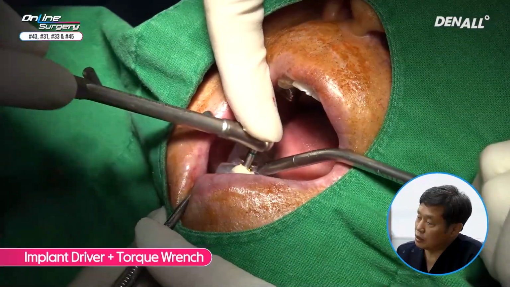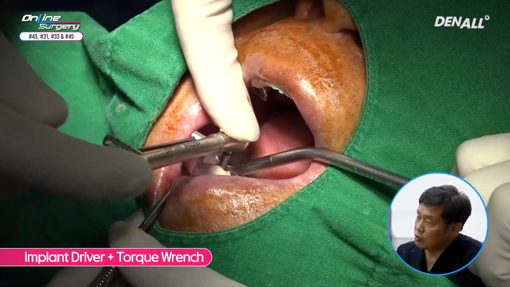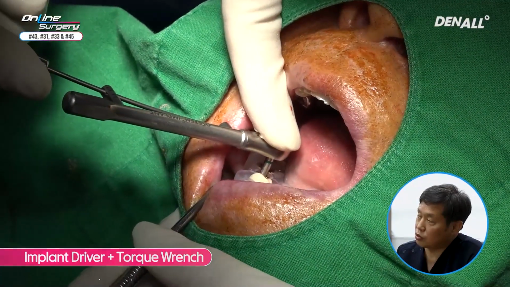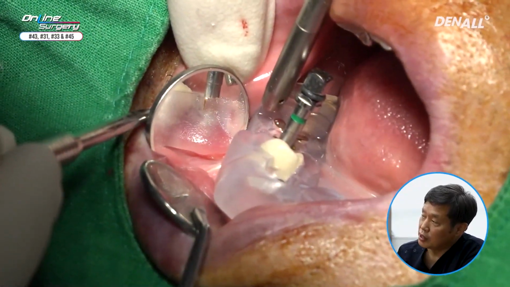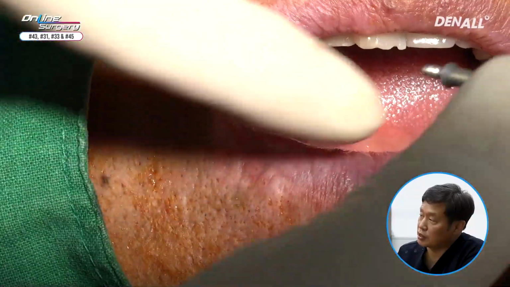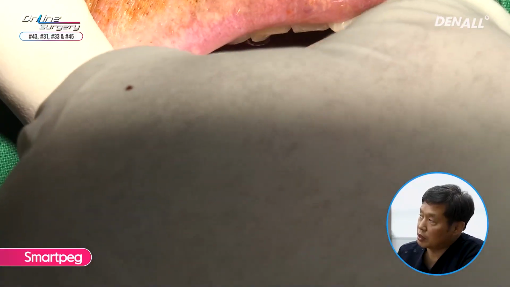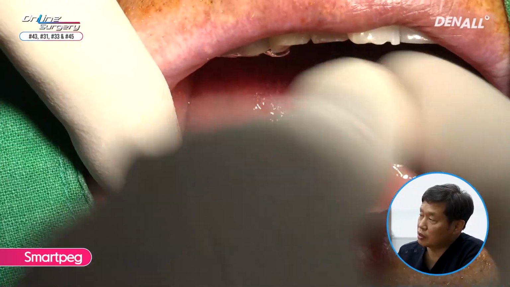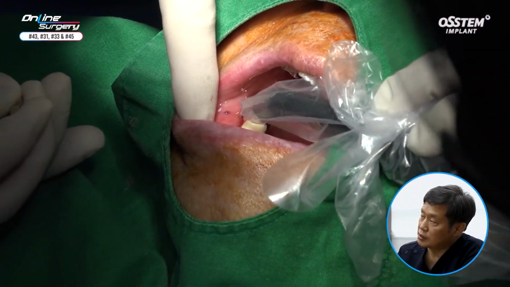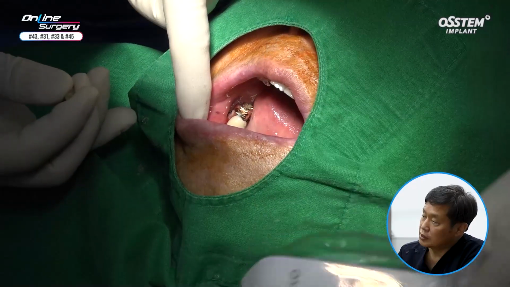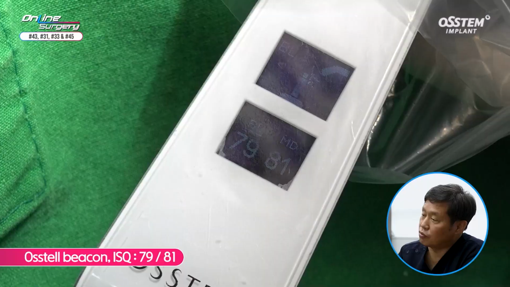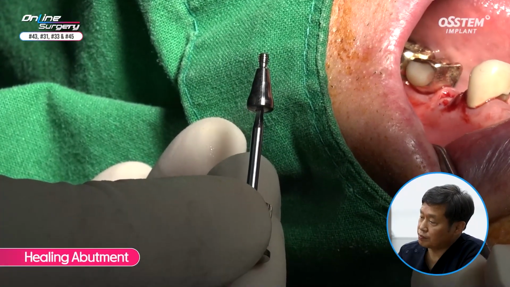After that, hand wrench and implant driver was used to place the implant in its final position. The initial torque was about 30 newtons. It's not really visible, but it's in line with the yellow. Hex positioning and depth control was done. Smart peg was used to measure ISQ value. The 81 comparatively is favorable considering it's an extraction socket.